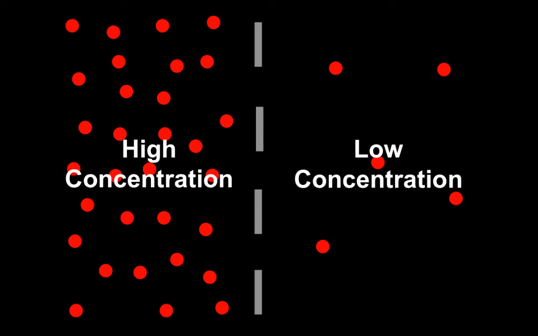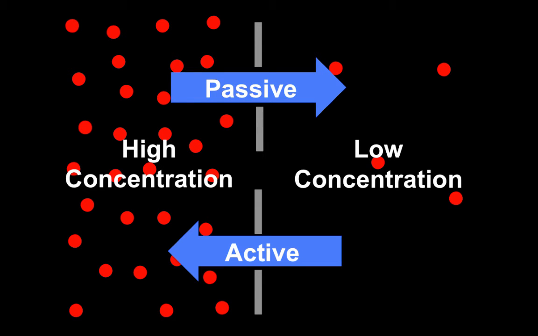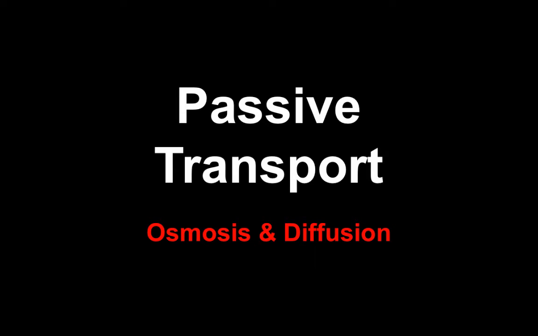So when we look at that, here I have my high concentration. I've got a lot of solute on this side, low concentration on this side. So if molecules move from high to low, that would be passive. It doesn't require any energy. But to pack more molecules into that high concentration area, to pump them across, that requires energy, and that would be active transport. Alright, so let's look at the processes of osmosis and diffusion, which remember are both passive transport. Neither of these requires any energy.